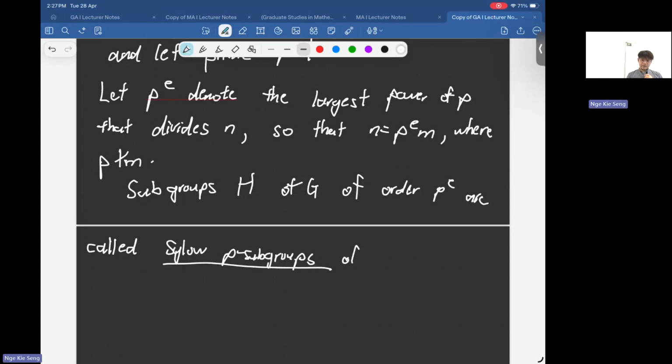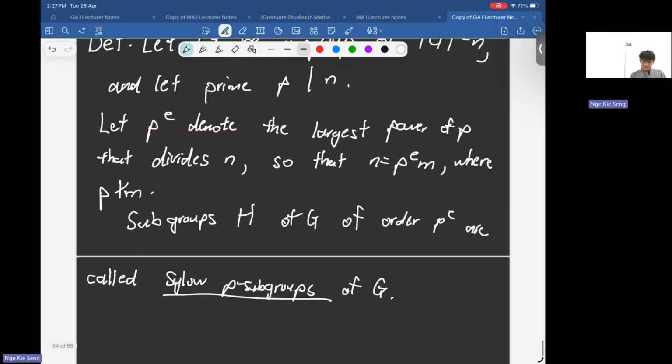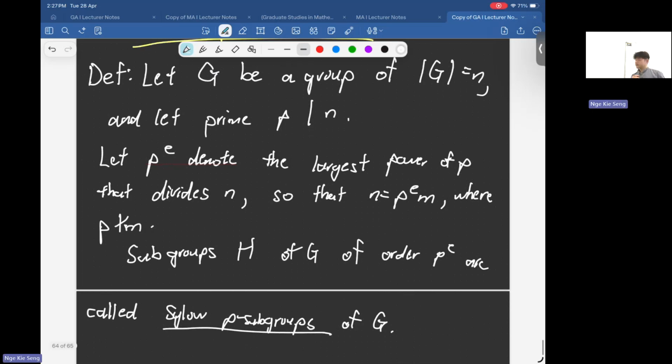Sylow P subgroup. It needs to be the maximum, the largest power. Right, so far okay? Should this subgroup always exist? What do you think? Why?